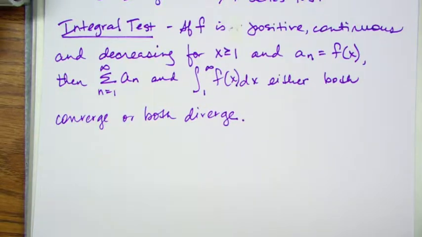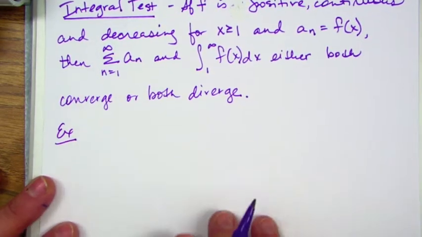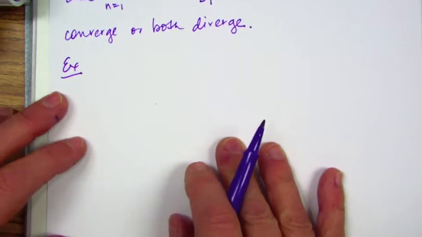Why does it have to start at 1 and not at 0 or something? Because the y-axis might be a vertical asymptote. Okay, and generally, remember, the values of n are the positive integers. We usually start at 1. All right, so let's do a couple of examples.